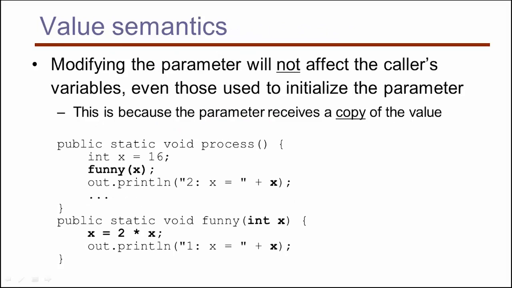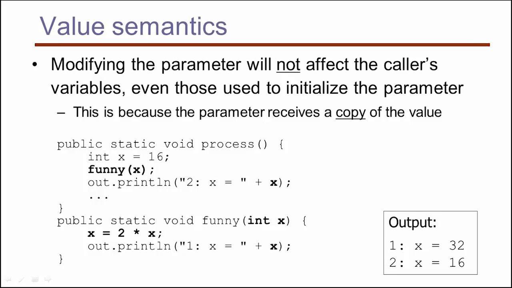Thus, if the called method changes the parameter, that change will not affect the caller, since the method only receives a copy. In the example shown, the method funny doubles the value of its parameter before printing it, but doing so does not affect the caller's variable x, since only a copy of x's value was sent to the method. Note that due to scoping rules, the variable x in the method process is a different entity than the parameter x in the method funny.